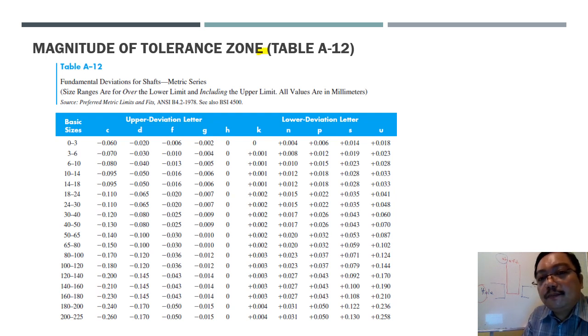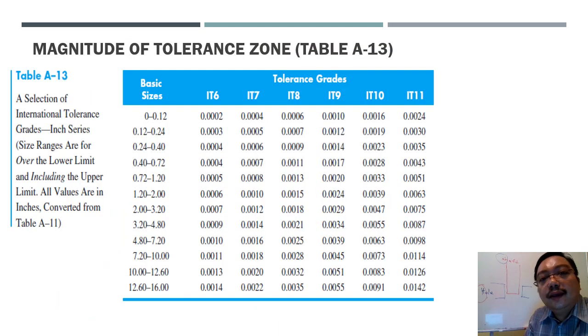The same principle applies as before. The lower the value, the smaller the tolerance, and the bigger the value, the bigger the tolerance. This one is using the metric unit, while the last slide was using the inch unit. This magnitude of tolerance zone, Table A-13, also shows the selection of international grade tolerances in the IT series. For the tolerance grade, the lower the value, the tighter the tolerance, and the higher the value, the larger the tolerance.